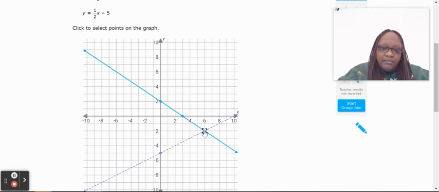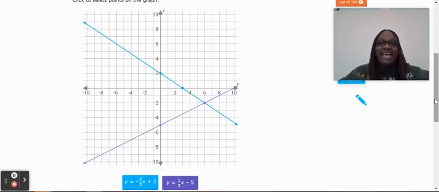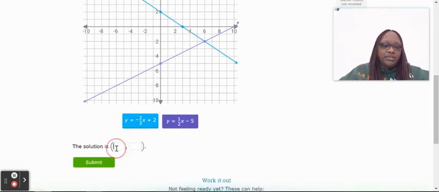Now my solution is, where do the lines cross each other? Where do they touch? And they touch where x is equal to 6 and y is equal to negative 2. So that's what my answer is. The first number here is always the x value. The second number is always the y value.